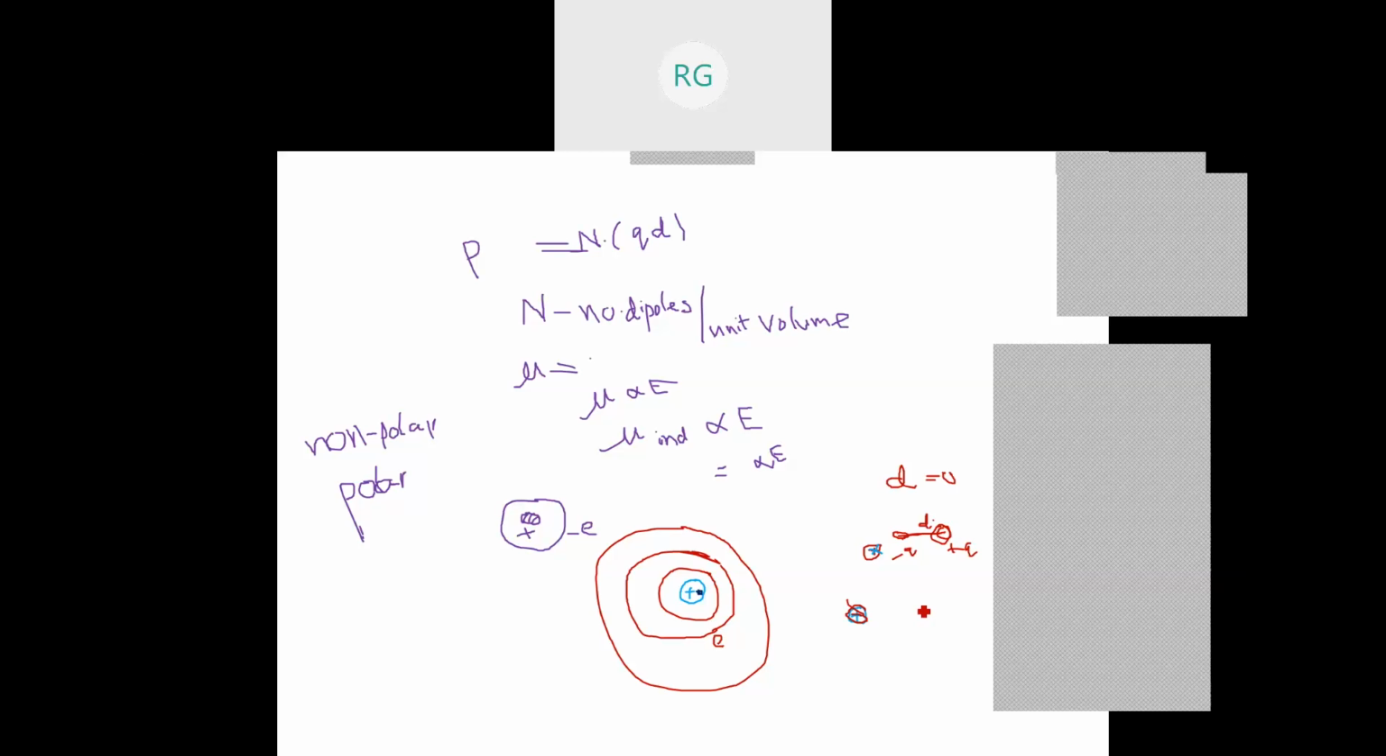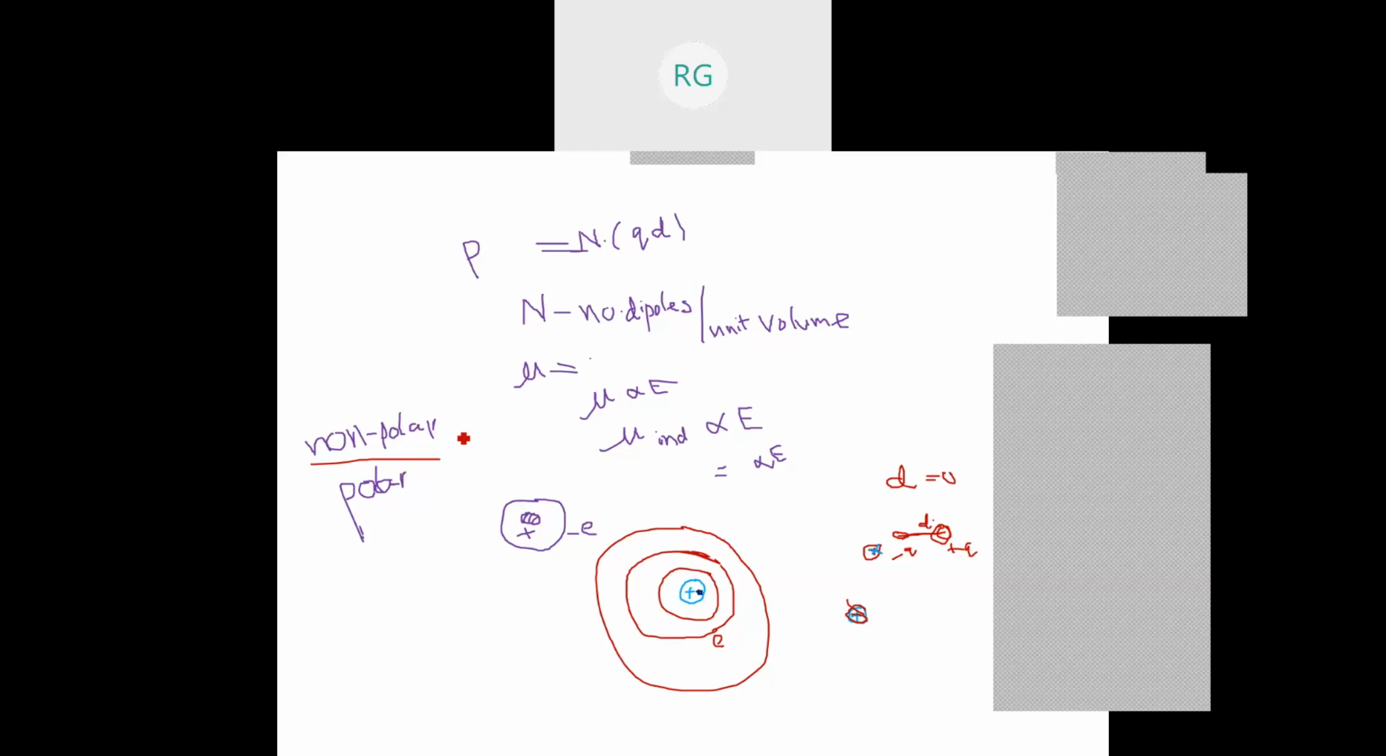And such materials, when they are not in an external electric field, don't show any dipole moment, and they are called non-polar dielectric materials. So non-polar dielectric materials are those materials which have net electric dipole moment 0, or they don't have any permanent electric dipoles present in them, because the center of gravity of positive charge and negative charge exactly coincide.